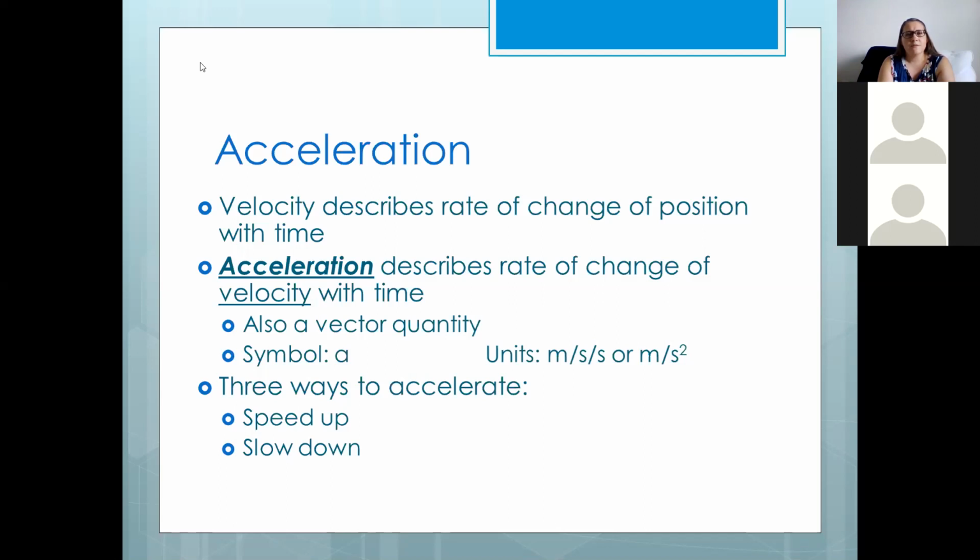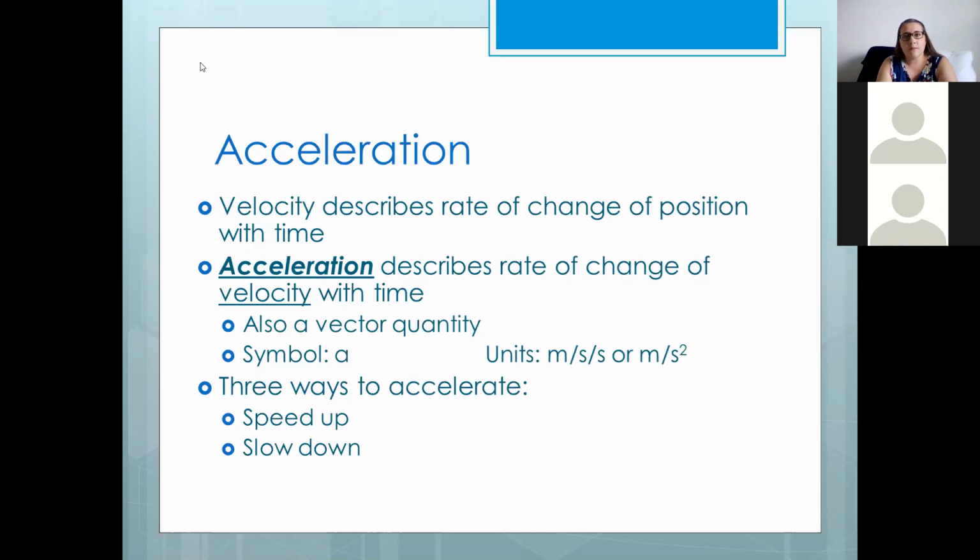Yeah, good. It's a vector. So what 2 things does something need to be a vector? Remember our supervillain, vector. What 2 things does something need to be a vector? Right, magnitude and direction. So those first 2 ways to accelerate, speeding up and slowing down, correspond to the magnitude, right? How fast the object is moving.